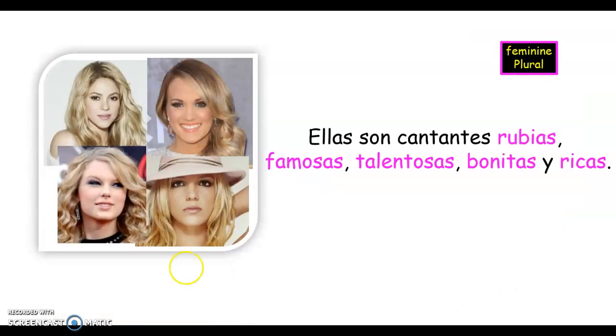To make it feminine plural, ellas son cantantes, rubias, famosas, talentosas, bonitas, y ricas. So they are singers, blondes, famous, talented. So you pluralize the whole sentence.